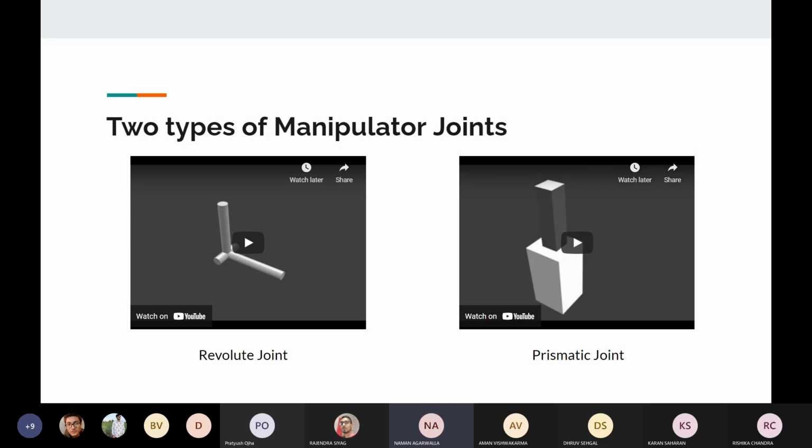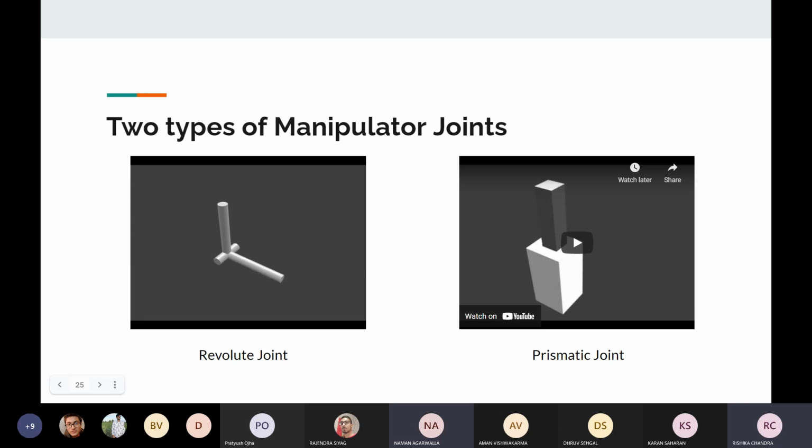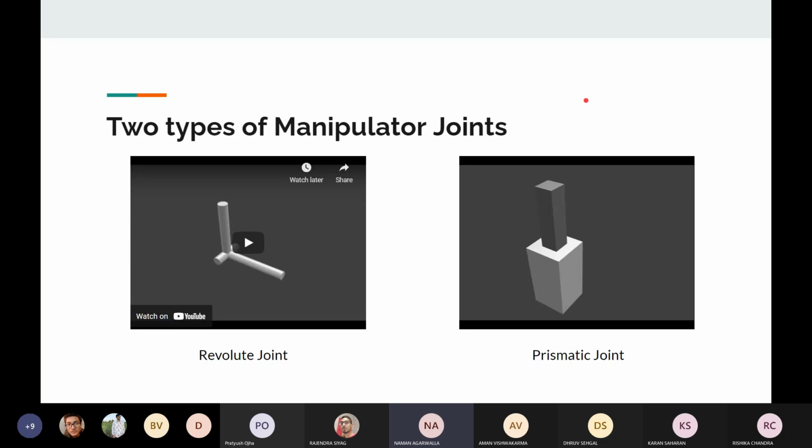I have put a video snippet here. This is a revolute joint. It is simply a connection between two links rotating. The second one is a prismatic joint, which is linear: a link can traverse linearly with respect to another link, the base link. These are the most prominent types of joints we generally use. Otherwise, there are a variety of joints available.